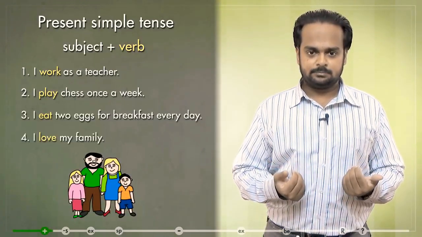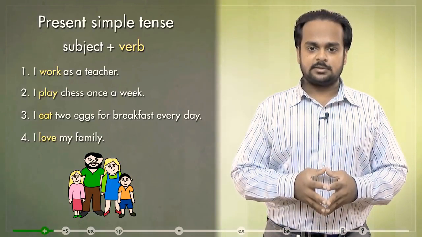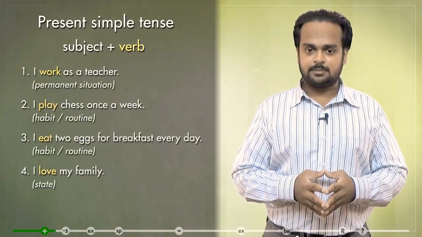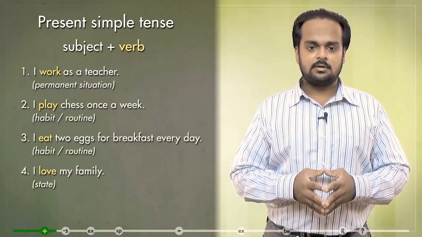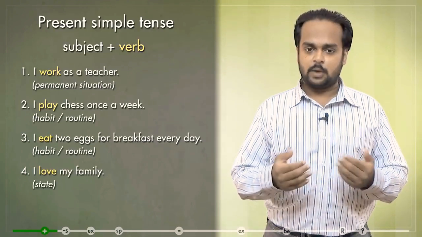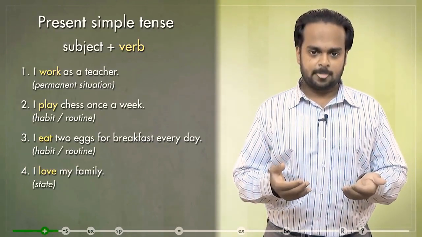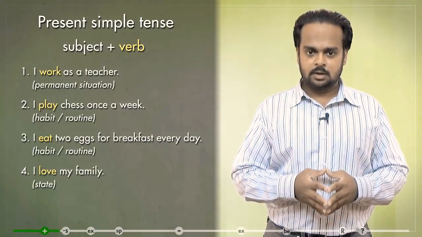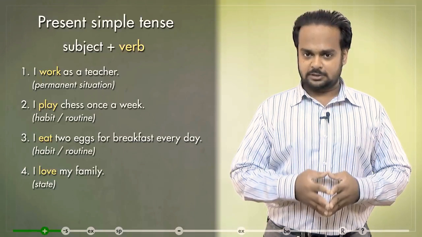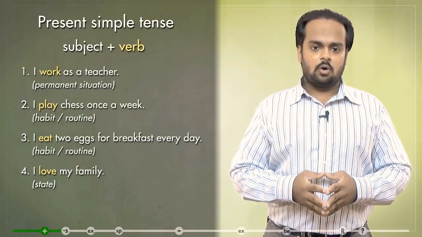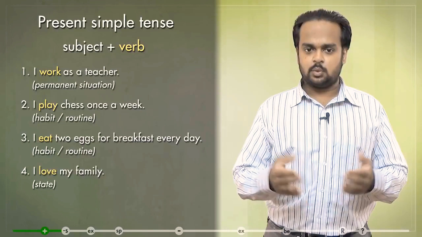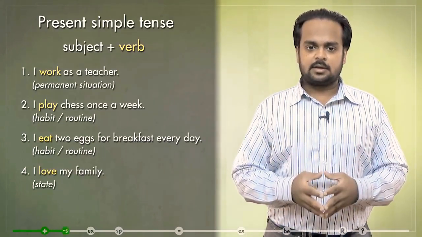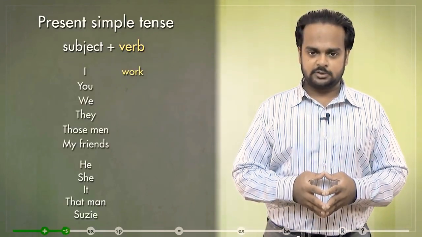I love my family. These are all present simple tense sentences, and if you remember from the previous lesson, the first sentence is a permanent situation. The second and third talk about things that I do regularly, habits or routines. And the last sentence is a state using the state verb love. These are the main uses of the present simple tense. Now, of course, it's easy to make these sentences with I as the subject. What about other subjects? Well, let's take the verb work and try out some other subjects.